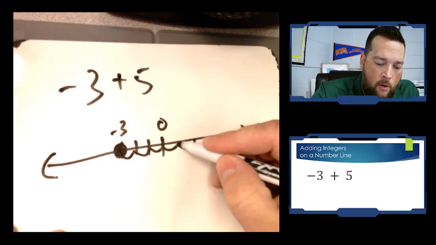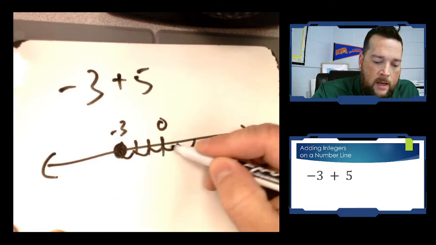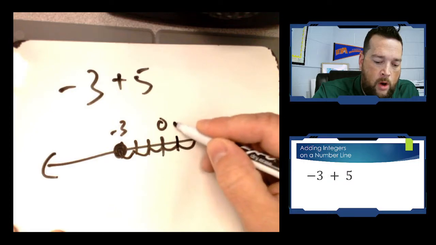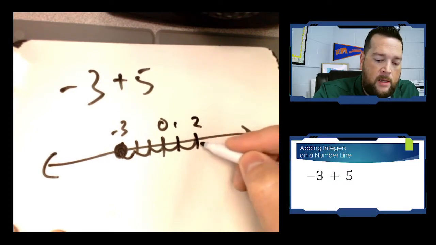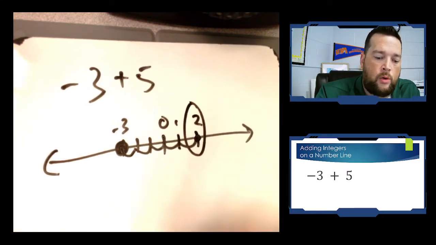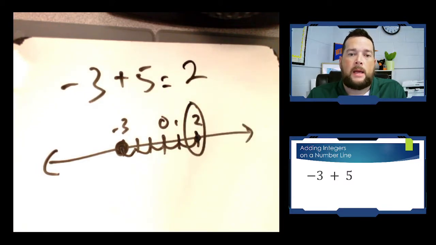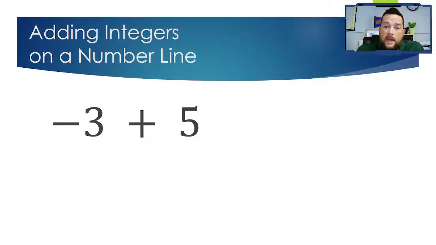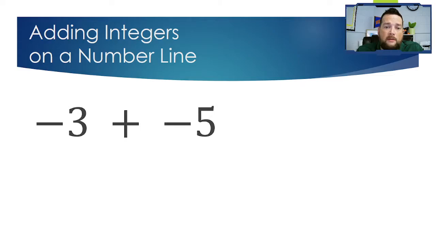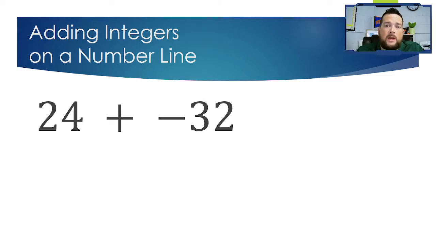And then I got to come back over here and make a recognition of where I ended up. Well, if that's 0, then that's 1, and this is 2. So I ended up at 2, so the answer to -3 plus 5 is +2. Again, just like with the counters, this is a great tool for when you're first starting out and you have small numbers like these, but when you get to big numbers, it starts to become impractical.